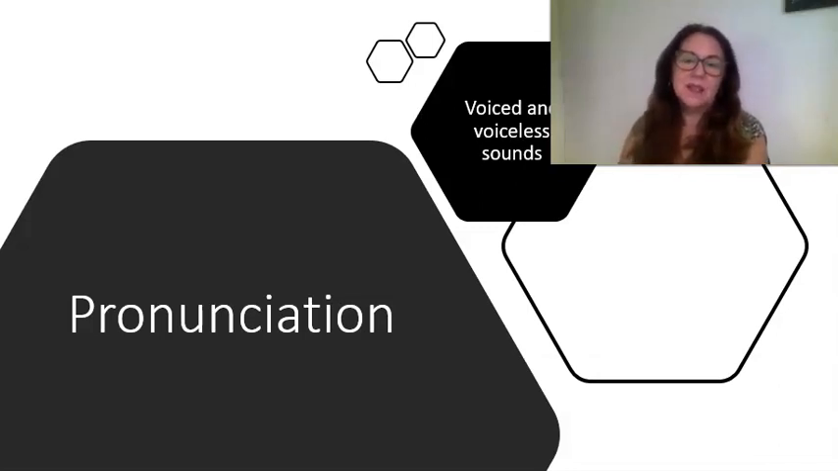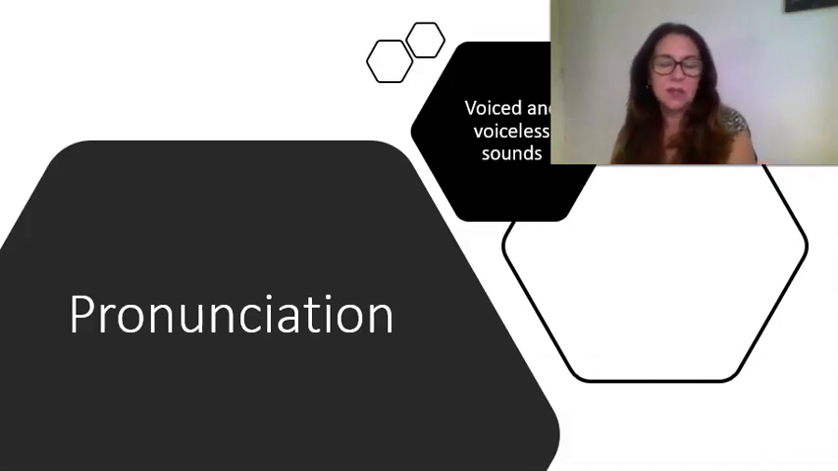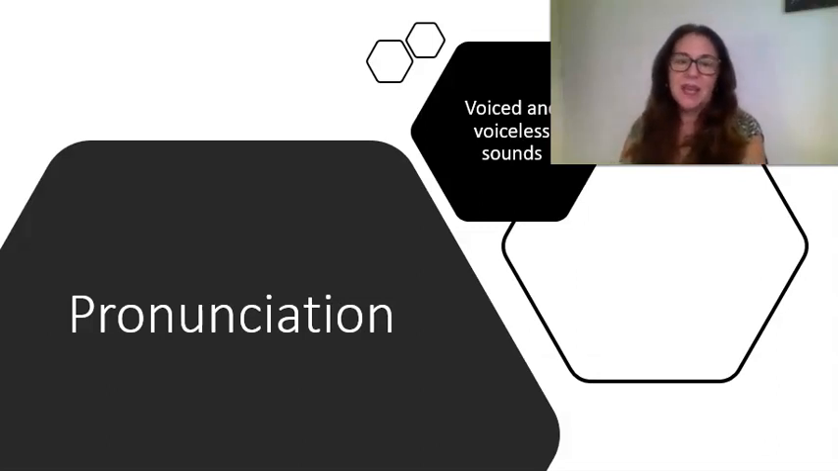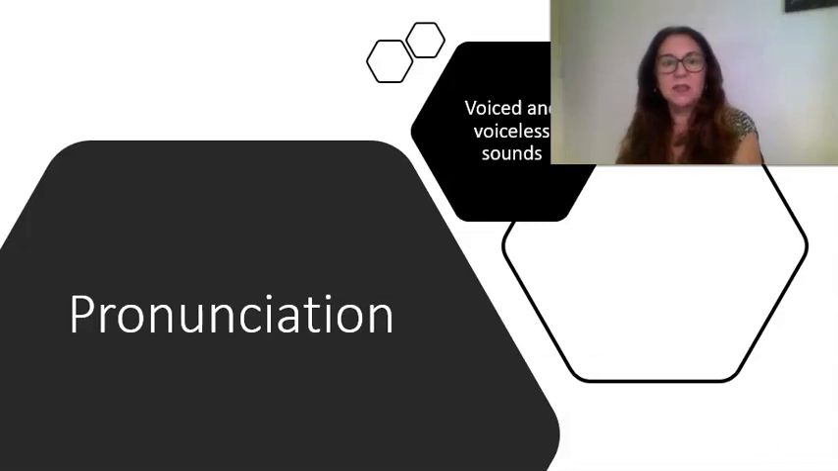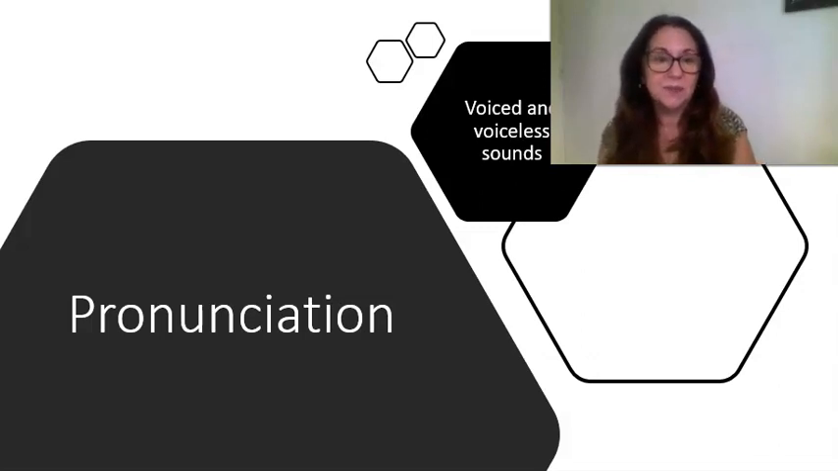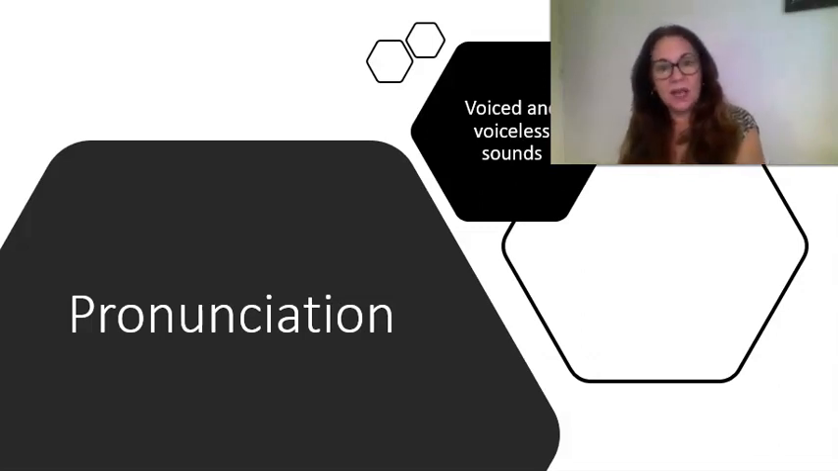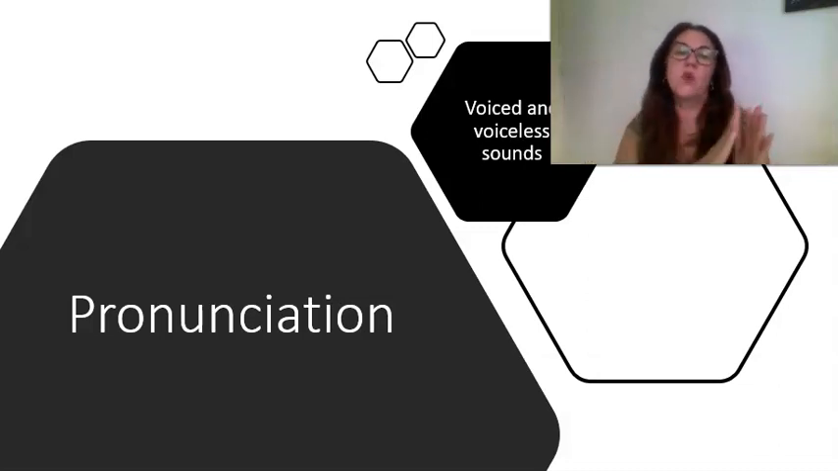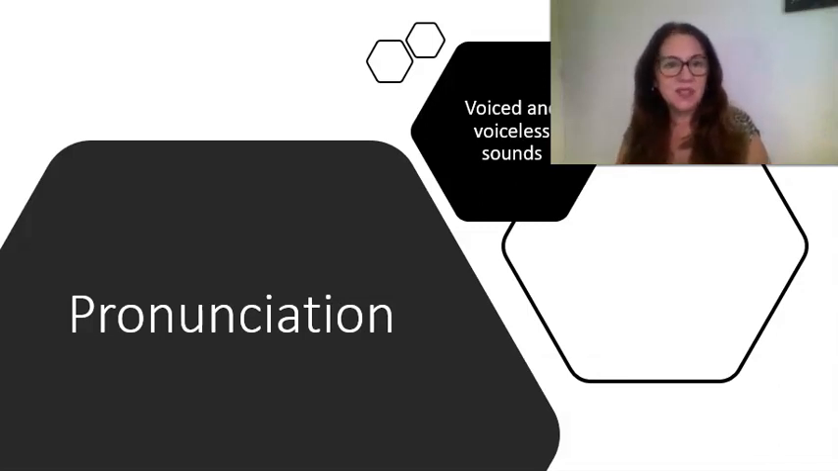In the sounds of the pronunciation, we have both vowels, vocales, and consonants. And these vowels and consonants can be classified in different ways. One of the ways in which we can classify them is considering if they are either voiced or voiceless. We are going to see some examples of these differences.